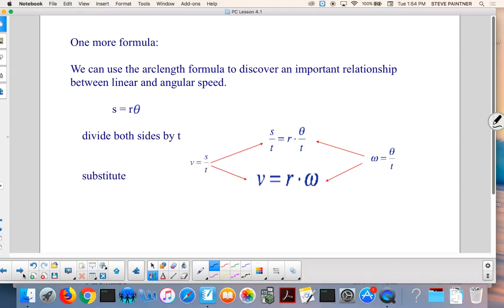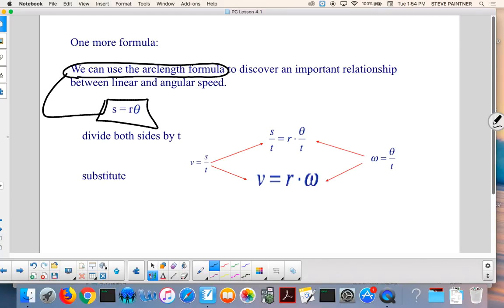All right, last slide. There's not much to do here. I just want to prove something to you. It says, one more formula coming at you, and then just try to understand. I'm trying to help you. We can use the arc length formula. Arc length equals radius times theta, to discover an important relationship between linear and angular speeds. Here's your arc length formula right there.